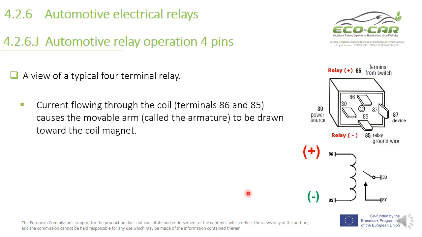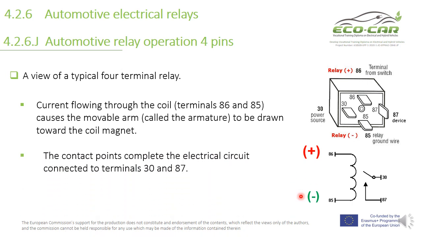So current flowing through the coil 85, 86 causes the movable arm to be drawn toward the coil magnet. So this one is closed. The contact points complete the electrical circuit connected to terminals 30 and 87, as we said, to control the device on the load circuit.